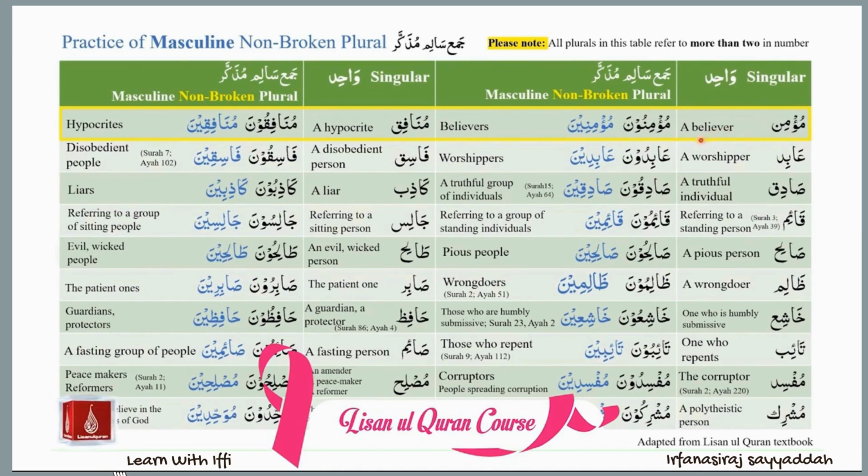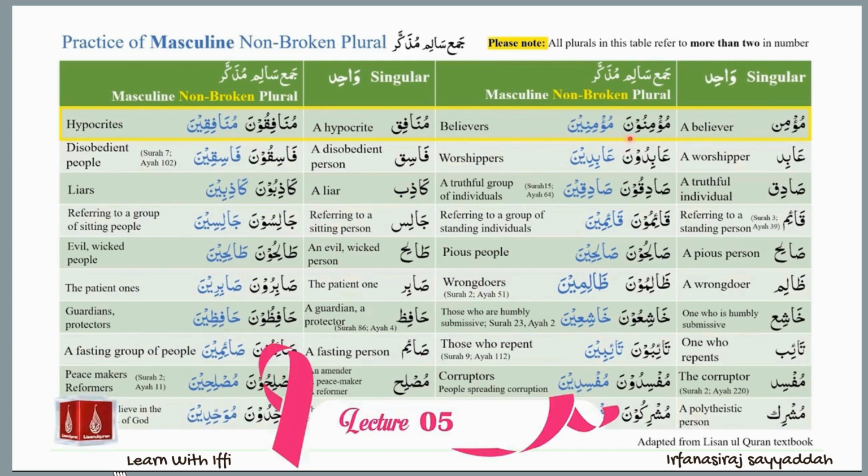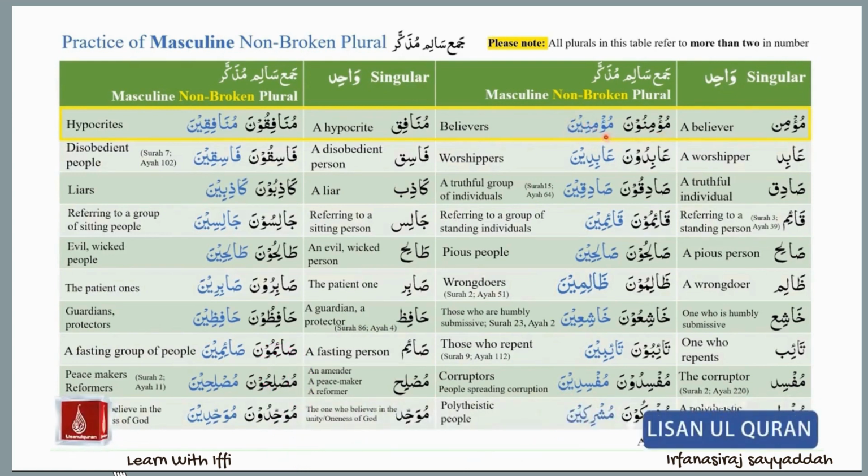Mu'min is singular and the plural will be mu'minuna and mu'minina. Please pay attention to the una and ina sound at the end. Both mu'minuna and mu'minina have the same meaning, that is, believers. So why are these words written differently and pronounced differently, but they have the same meaning? This we will study inshallah when we study I'rab. For now, the most important point to remember is that for masculine non-broken plural, we have to have the una and ina sound at the end.